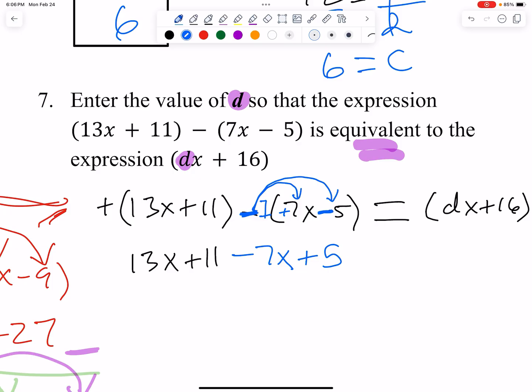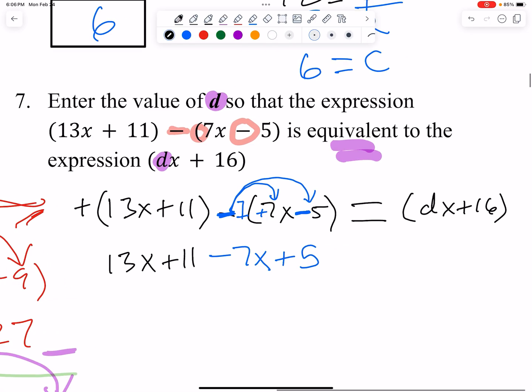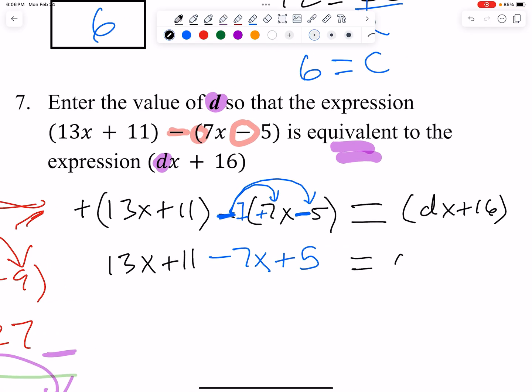What some of you guys have probably learned as a shortcut is if you have a negative on the outside, what happens to all the signs on the inside? You just switch them, right? That's another way to think about it. Okay, so let's go back to the problem. Now that my parentheses are gone on the right side, I don't have to worry about them either because there's no minuses anywhere. So, combine like terms.